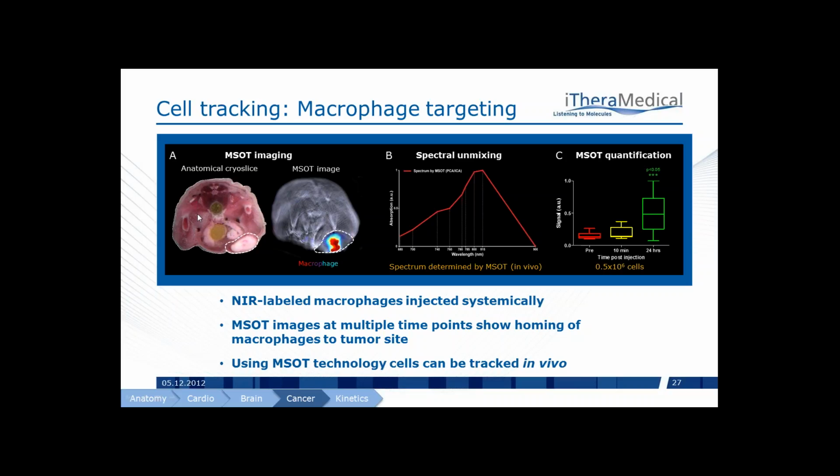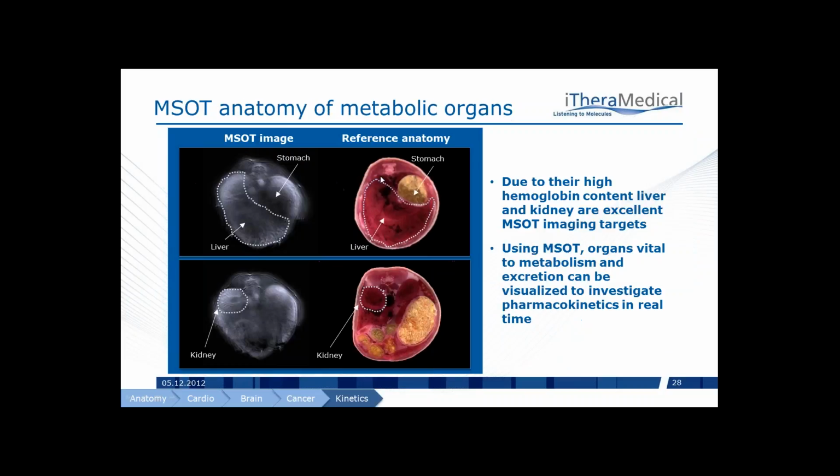In panel A, we see an anatomical cryoslice of this tumor mouse, where the tumor is depicted here, and an MSOT image with, in a jet color scheme, overlaid signal from macrophages. We can clearly see the accumulation of macrophages at 24 hours in this case. And when we look at the spectrum of this signal that we detect here, it correlates very well with the theoretical spectrum of the dye that we've used to label these cells. We can, of course, quantify the signals over time, and we can see that at the 24-hour time point, we have a significant accumulation of macrophages in these tumors.